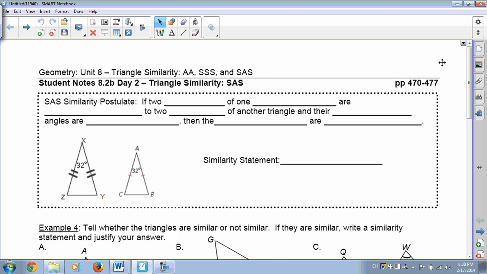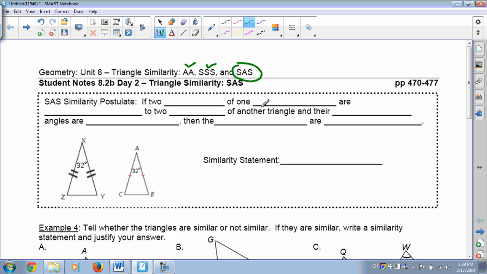Hi everybody. We're going to be continuing our lesson of triangle similarity today. Yesterday we did angle-angle similarity with triangles, and we did side-side-side similarity with triangles. And today we're doing our last postulate, which is side-angle-side similarity. So we're going to start with filling in our blanks here.